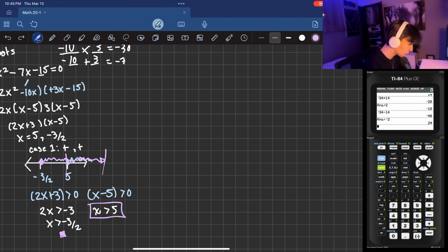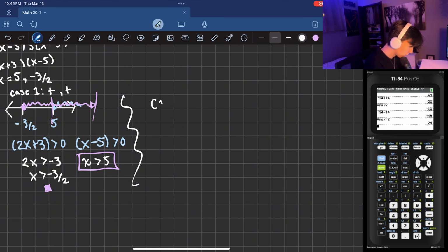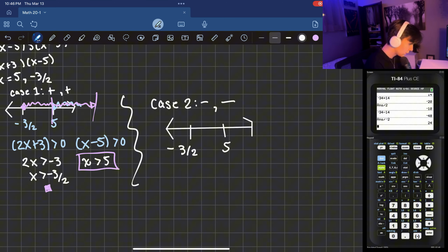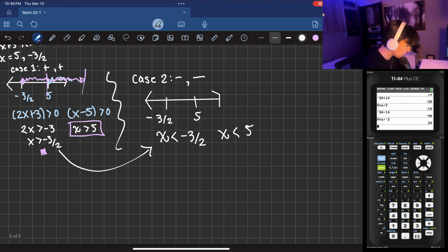Now we're going to do our second case here. So we have case 2, where we have a negative and a negative number. Just draw out your number line again and write out your roots. So we have negative 3 over 2, and we have 5. Again, we're just going to flip the sign here. Since we're doing the opposite of both, we're just going to flip the sign with each thing. And you get x is less than 5. But this is the same thing as going into it and setting it individually.